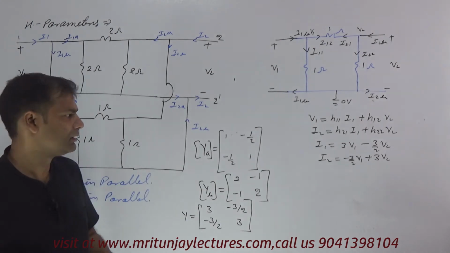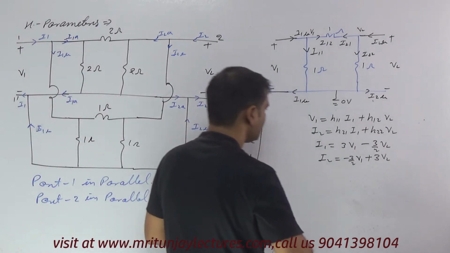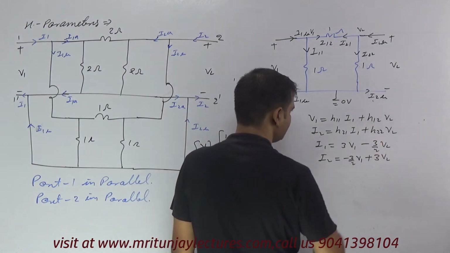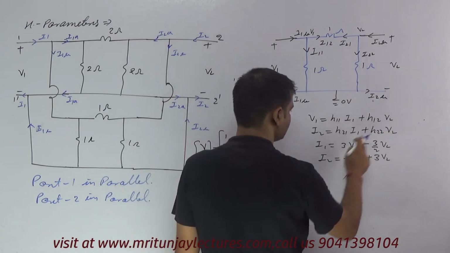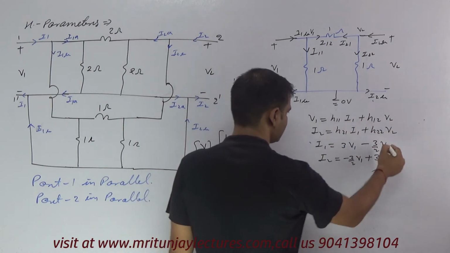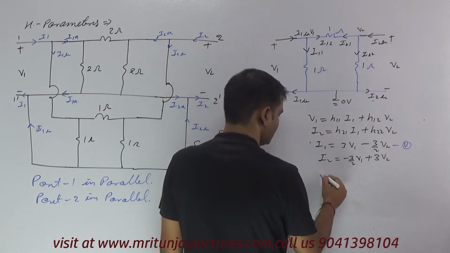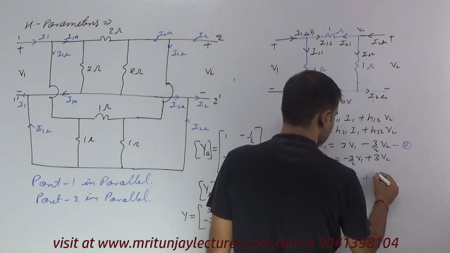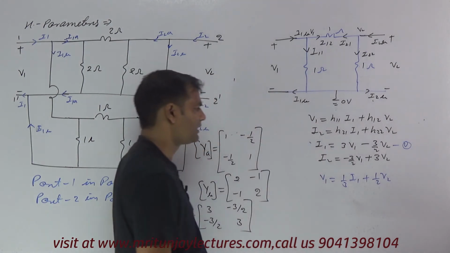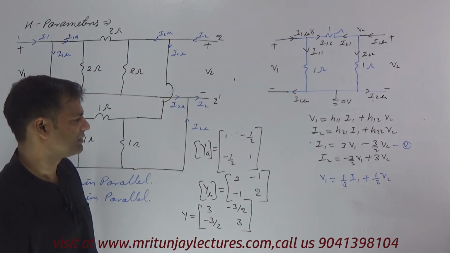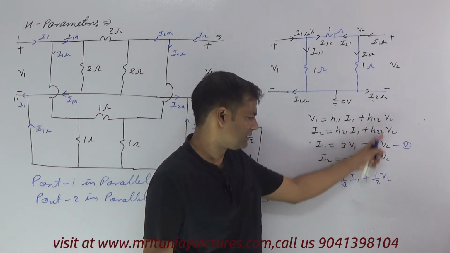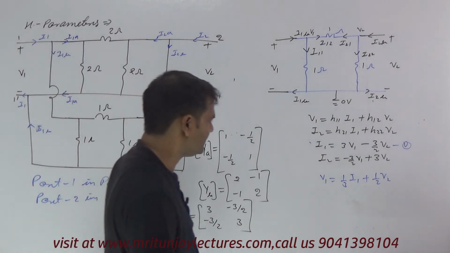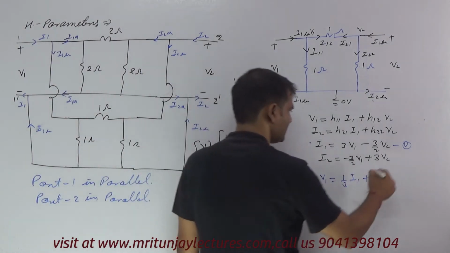Okay, now our motto is I2 in terms of I1 and V2, and V1 in terms of I1 and V2. So from this equation, dividing by 3 on both sides, V1 is written as 1 by 3 I1 plus 1 by 2 V2. Then we got the expression for V1. Okay, so our next target is to put this value in equation number 2.